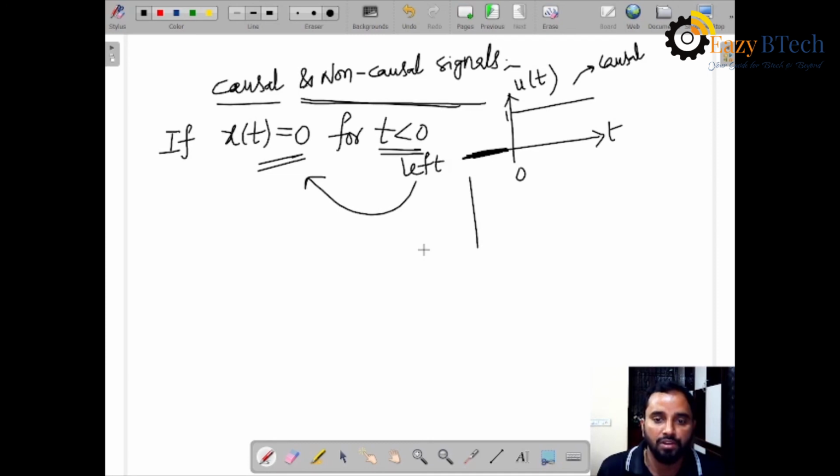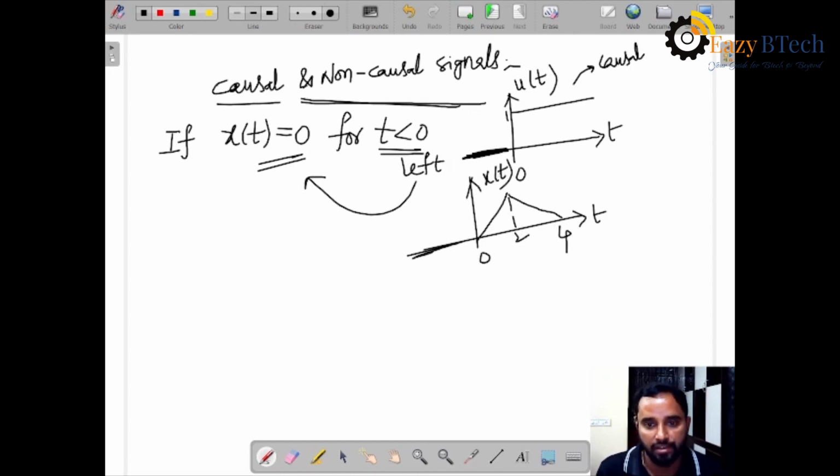Another example. Suppose I am taking a triangular signal, from 0 to 4, with peak 2. This is x of t. Left side, t less than 0, there is no signal. X of t is 0. So causal.